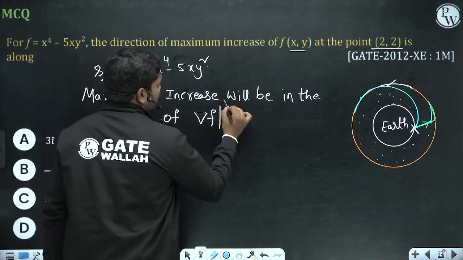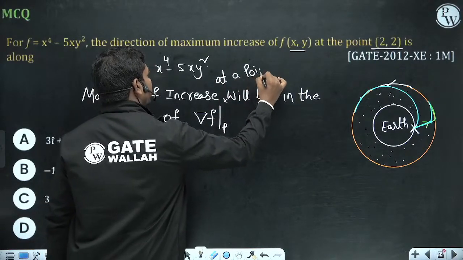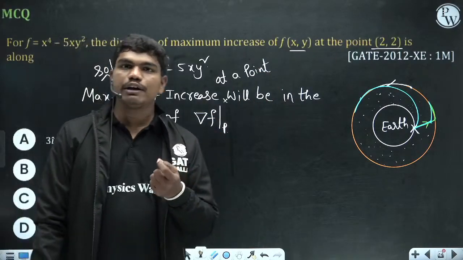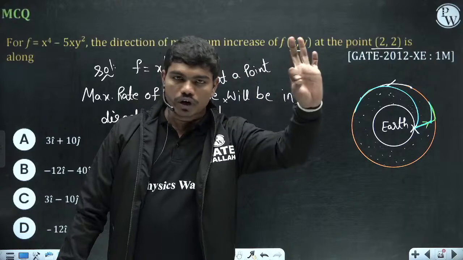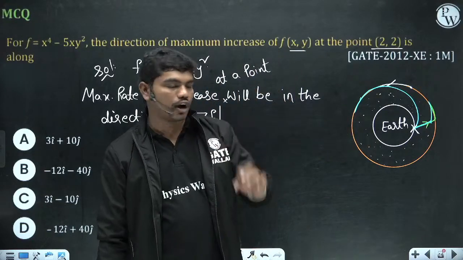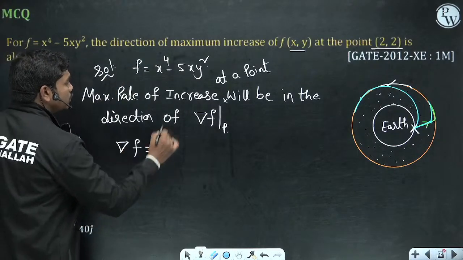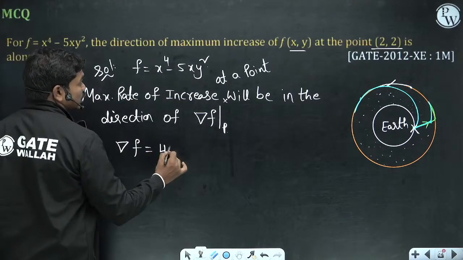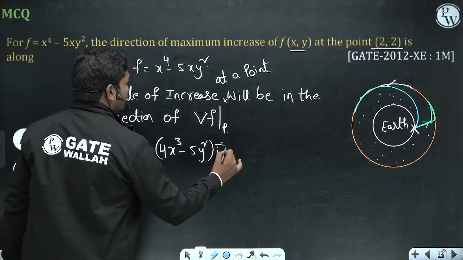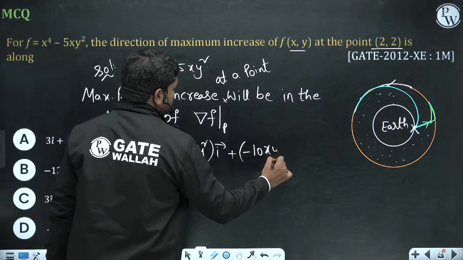Okay, at a point p. And what is the physical meaning of gradient? It is nothing but the outward normal. So basically, this gradient is actually the outward normal. If you calculate the gradient of this function, grad f is equal to ∂/∂x of this quantity, 4x³ − 5y², times i, plus ∂/∂y of this quantity, which is −10xy, times j.